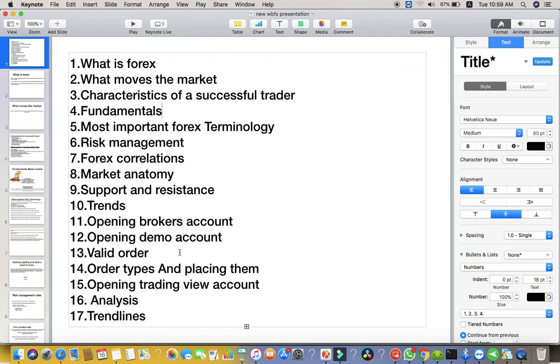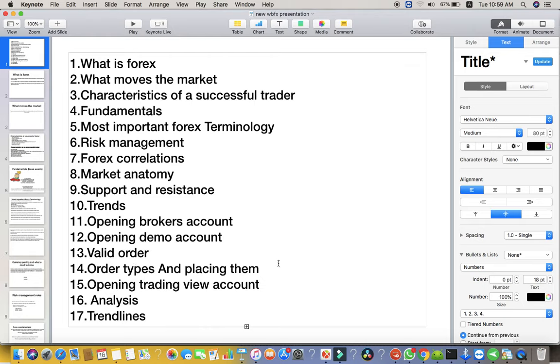So we have valid orders, because most people feel that when you place a trade, that's all. For an order to be valid according to what we teach, it needs to have a stop loss and a take profit. So you need to calculate your risks before you even enter the trade. You have to have clarity of what you are going to get into, what you are going to take out of that, or what you are going to lose.